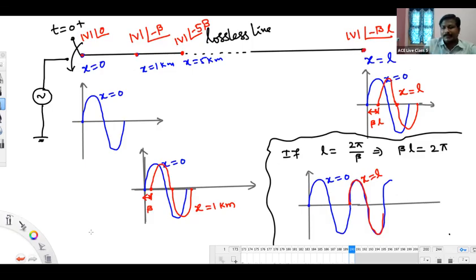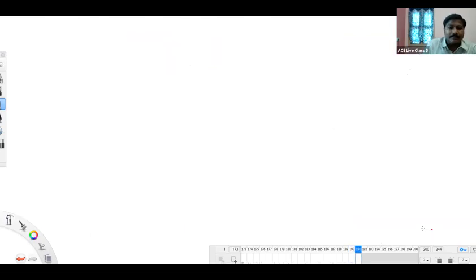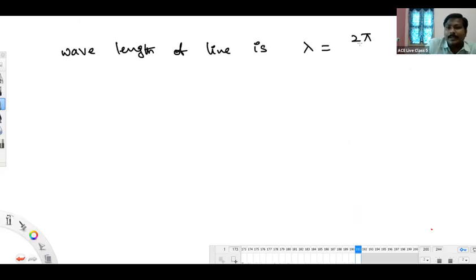I think all of you are getting some understanding about the wavelength, what I am talking about exactly. So I'll show in the next slide the formula for the wavelength, what we have discussed till now. Wavelength of transmission line: lambda is equal to 2 pi by beta.